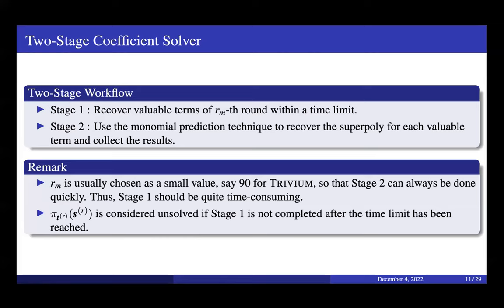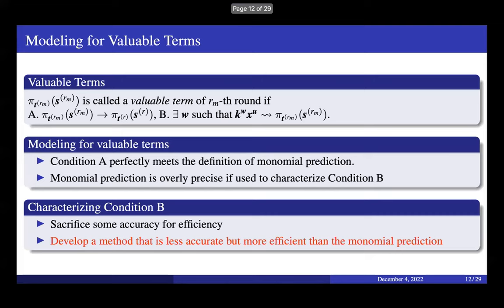And if the first stage is not completed within the time limit, we say the term is unsolved. Now the remaining problem is how to model valuable terms. Condition A can be modeled by the monomial prediction perfectly, while for condition B, using the monomial prediction seems overly precise. This inspires us to trade some accuracy for efficiency. And this is also our motivation.